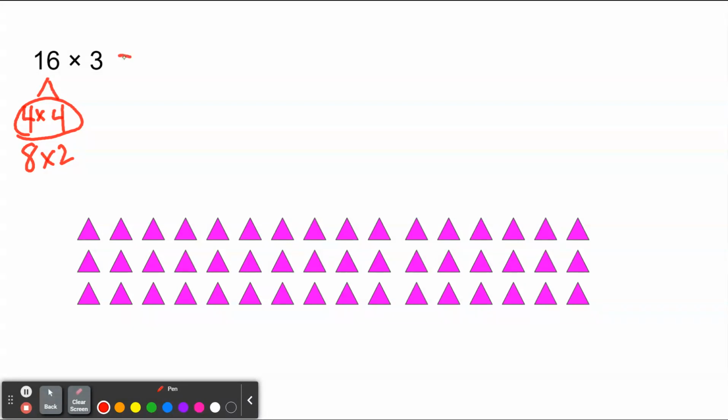So we can rewrite 16 times 3 as 4 times 4 times 3. That's going to give us our 16 times 3. Now, because of the associative property, we can also change it to 4 times 4 times 3. So now let's represent this with our array model.